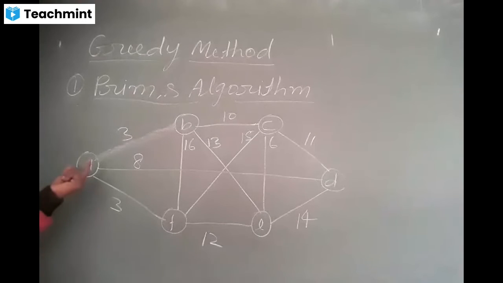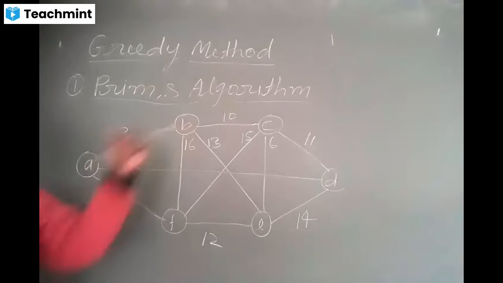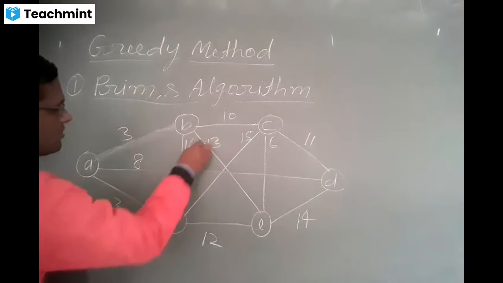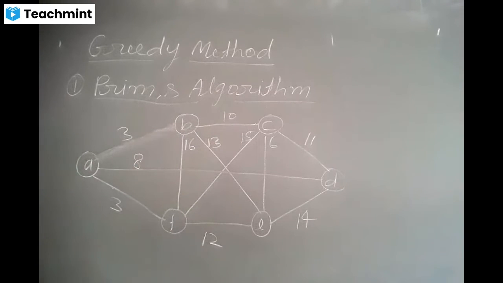Then what will happen again? Then we see all the adjacent edges from A and from B. All adjacent edges, so 5 edges here: 10, 13, 16, 8, and 3. So what will be the minimum? Again in the second step, A to F has the minimum cost. Then we select A to F in the second step.